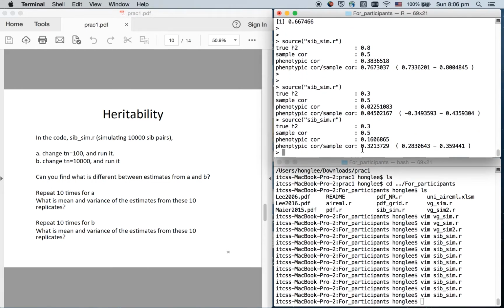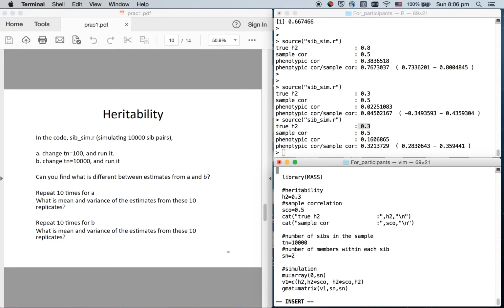Okay, now the simulated value is the same. Now the estimated heritability is quite close to the true value, right? And the confidence interval is very narrowed down, right? From 0.28 to 0.35. So it's very close to the true value. Maybe you can try with a larger number. Let's try probably 100,000, or a million.